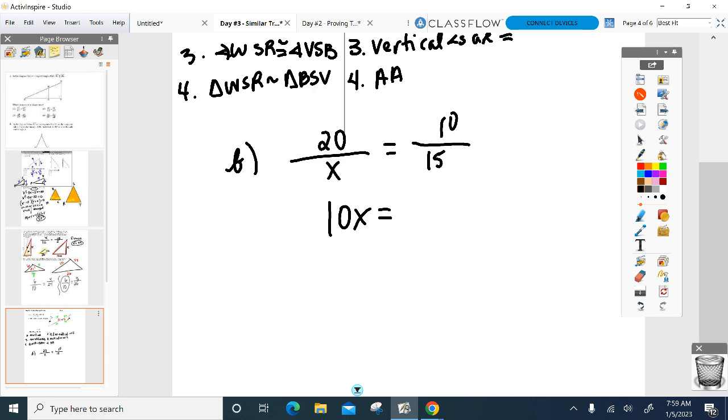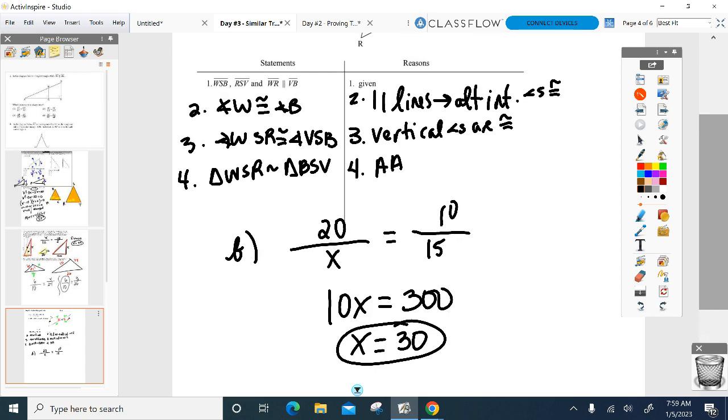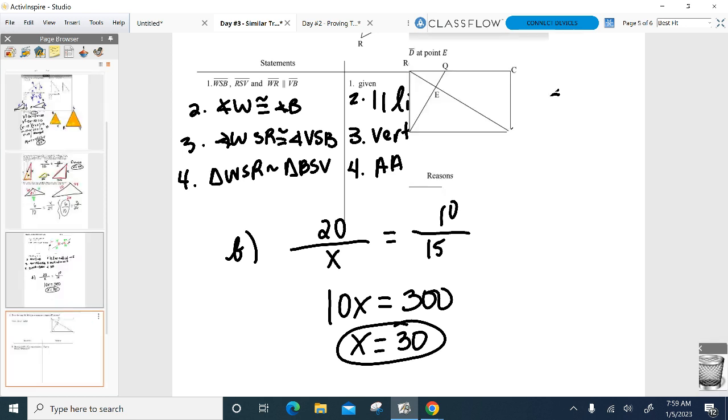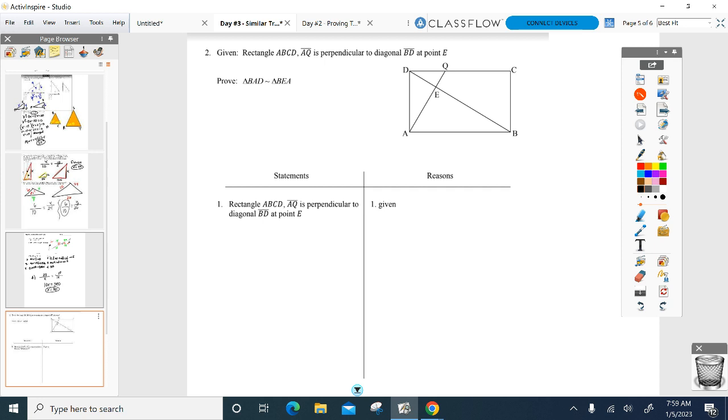10x equals, let's see, 20 times 15. 300. X equals, I can do this, 30. Questions? All right, one more. Look, we're not doing a ton of proofs. There's only so much I can give you. You know it's AA, right? So there's only so much I can give you.